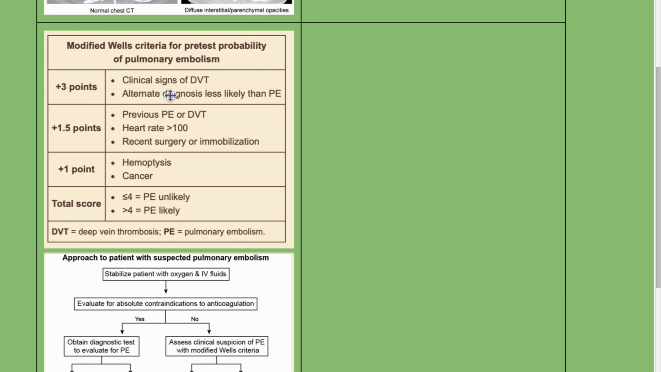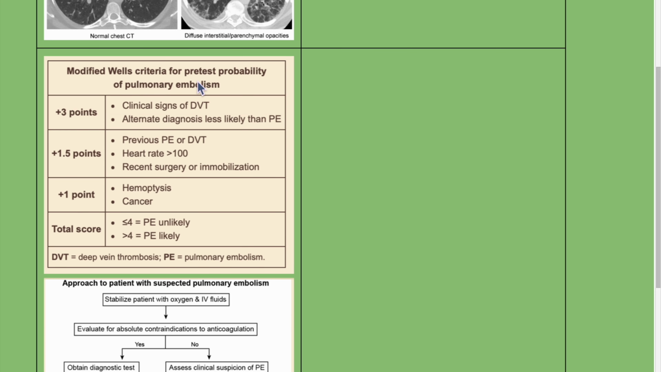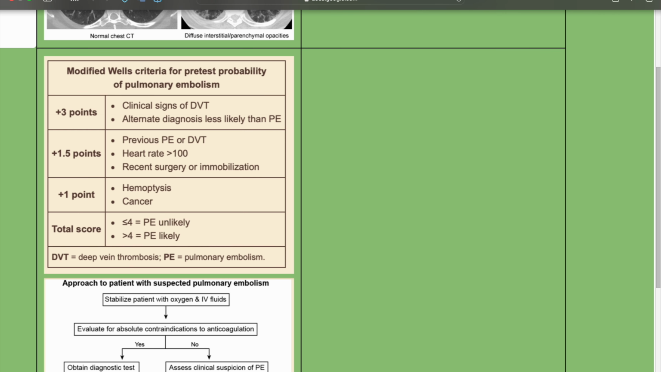We already went through this, but again, modified Wells criteria for pretest probability of pulmonary embolism. Okay. Let's take a break here. I'll go through this after the break. Drink water. See you soon.